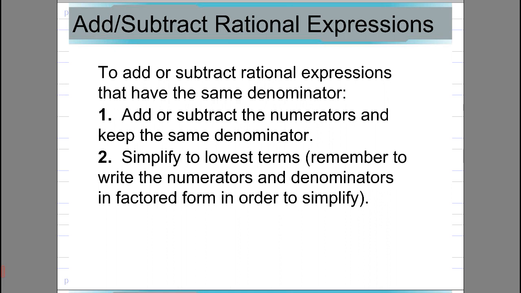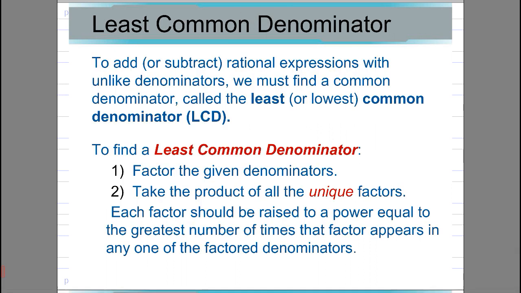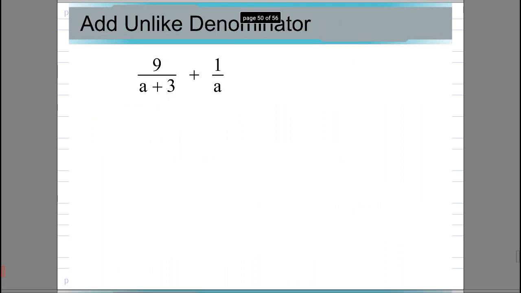Okay, now what if they don't have the same denominators? Then we have to talk about the least common denominator. To find it, we'll factor everything and then take the product of all the unique factors. Okay, so let's look at some examples here.